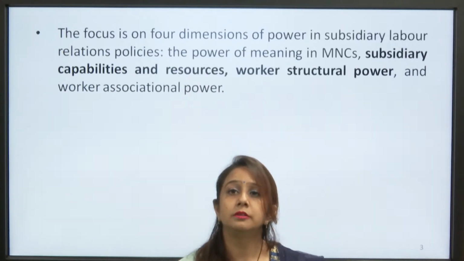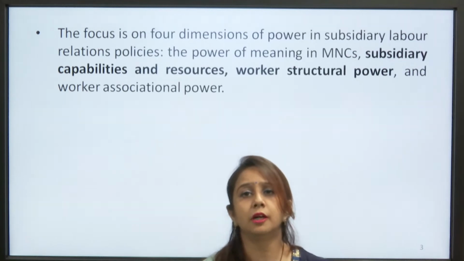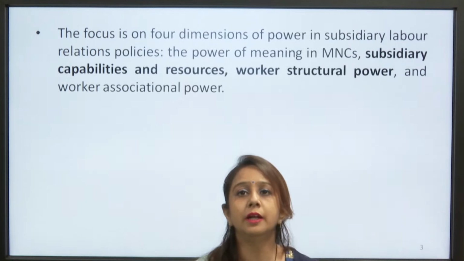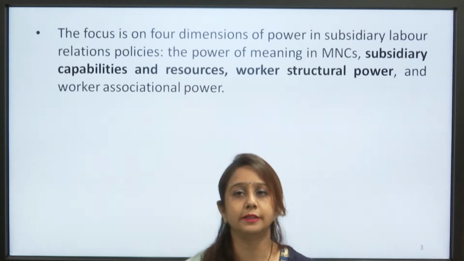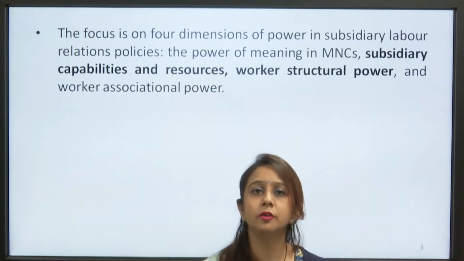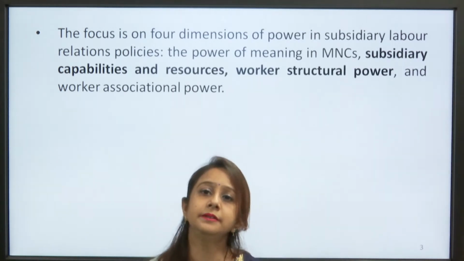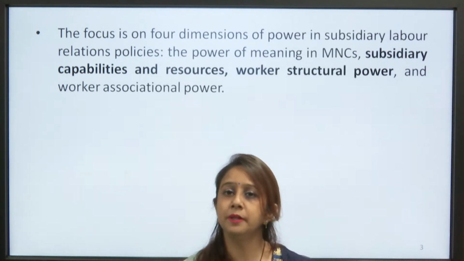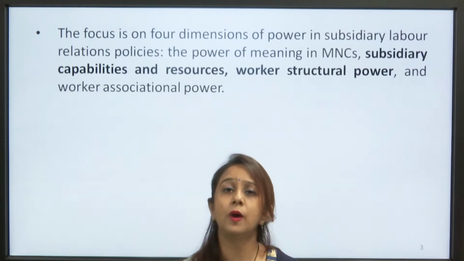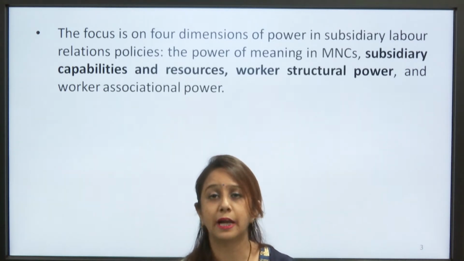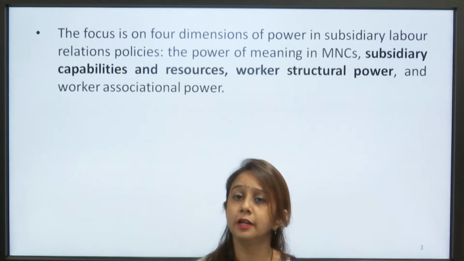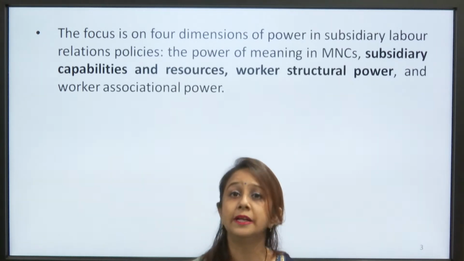Now labor laws also focus on four dimensions, and these dimensions need to be considered when labor laws are to be understood in the organization. The first one is subsidiary capabilities and resources. When we are talking about capabilities and resources, it means the type of skilled people in the organization, whether you are hiring temporary or contractual people, skilled, semi-skilled or non-skilled people, technical skilled people or managerial people.